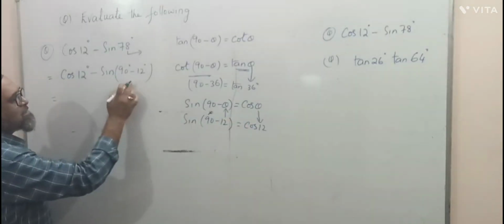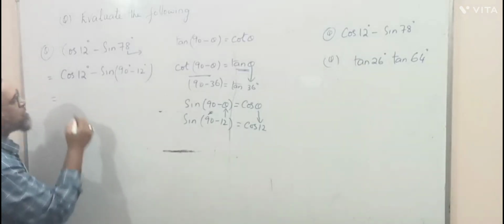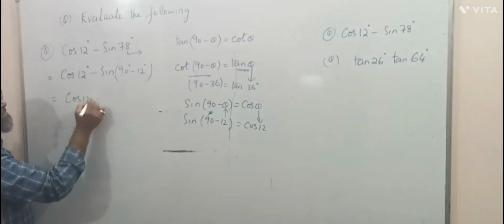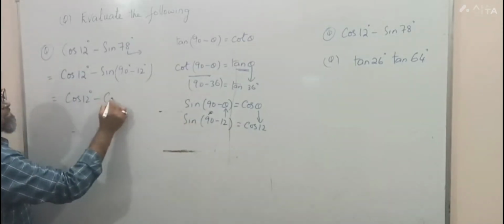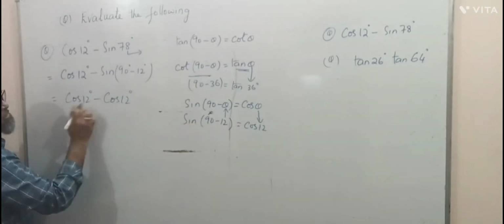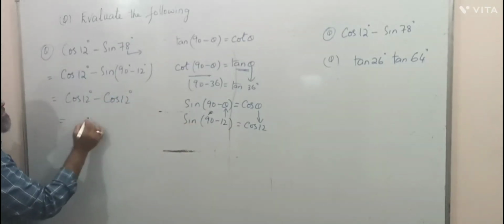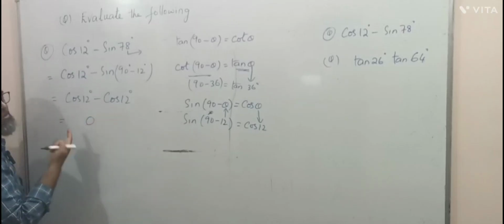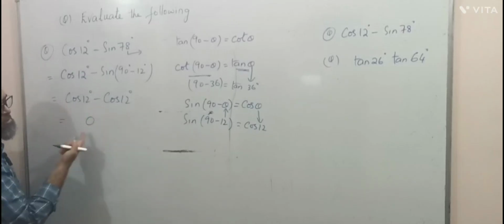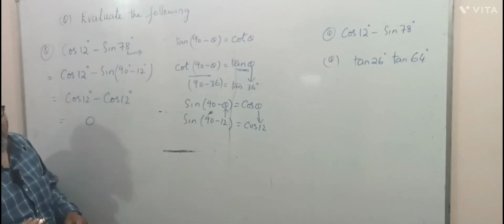By changing this, our solution becomes easy. Cos 12 as it is, sin 90 minus 12 is cos 12. Cos 12 minus cos 12 is 0. Same as 1 minus 1 is 0. In similar way, cos 12 minus cos 12 is 0.